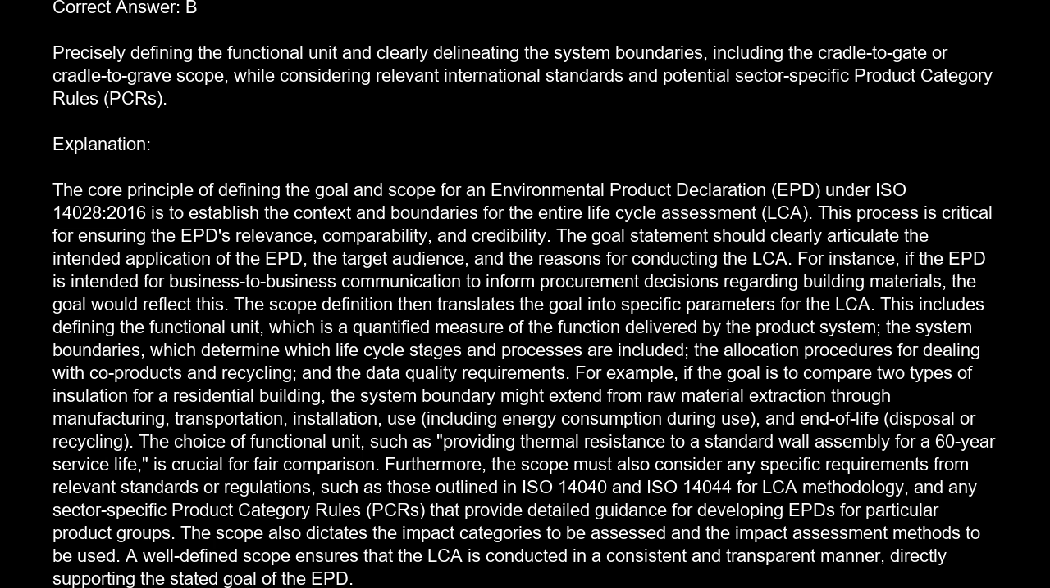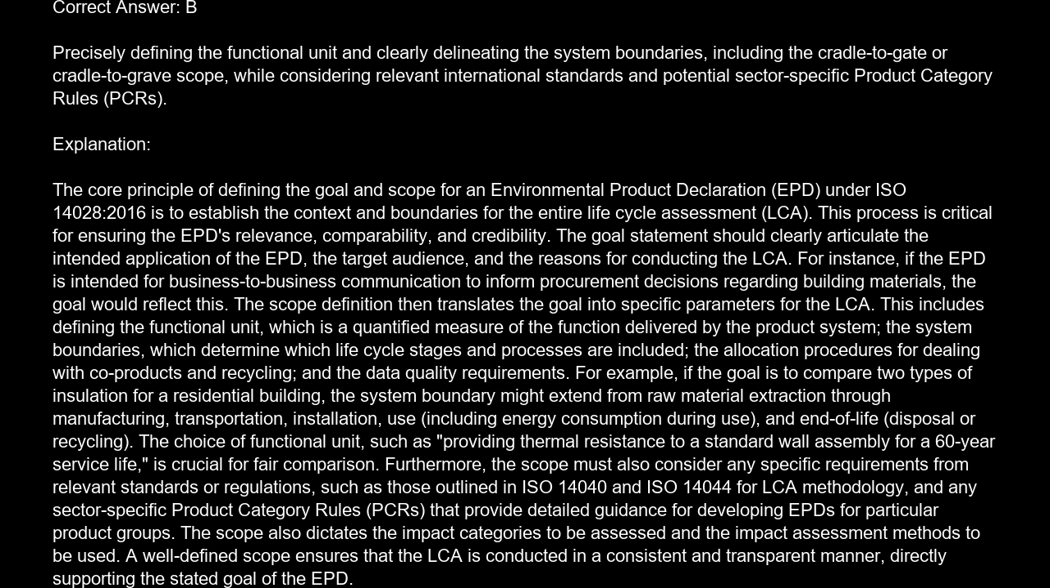goal would reflect this. The scope definition then translates the goal into specific parameters for the LCA. This includes defining the functional unit, which is a quantified measure of the function delivered by the product system, the system boundaries, which determine which life cycle stages and processes are included, the allocation procedures for dealing with co-products and recycling, and the data quality requirements.